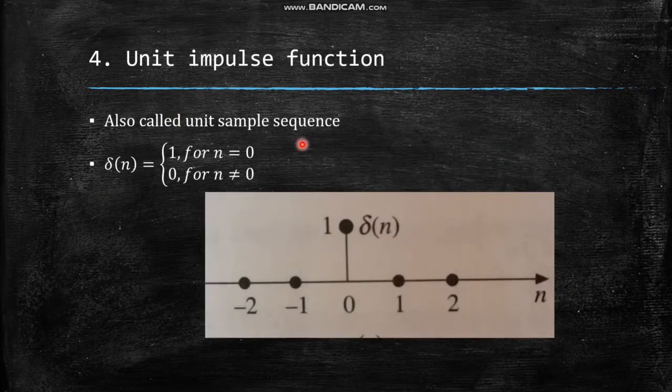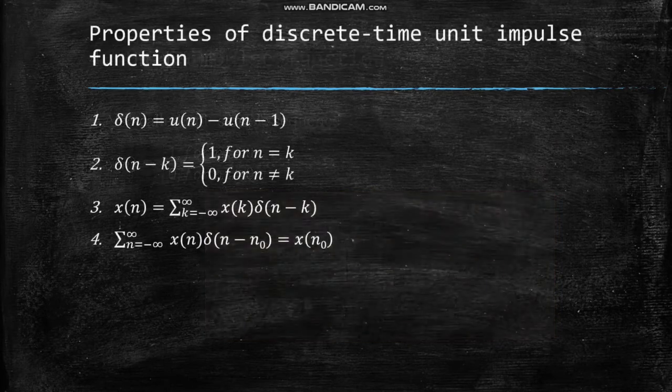Fourth one is the unit impulse function. The discrete time unit impulse function is otherwise known as a unit sample sequence. It is represented by the letter delta of n, where delta of n is equal to 1 for n equal to 0. When n is equal to 0, delta of n will be 1 and 0 for n not equal to 0.